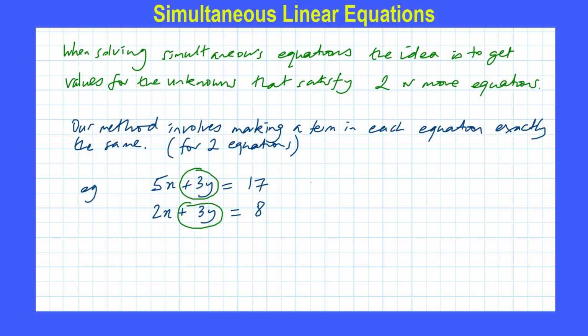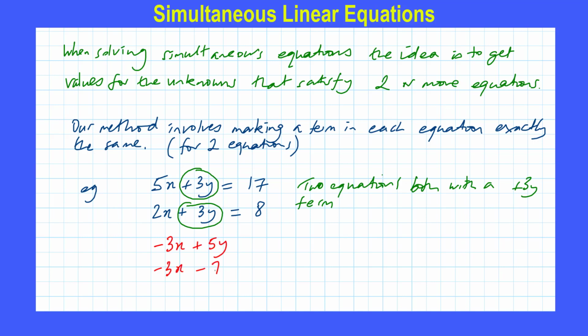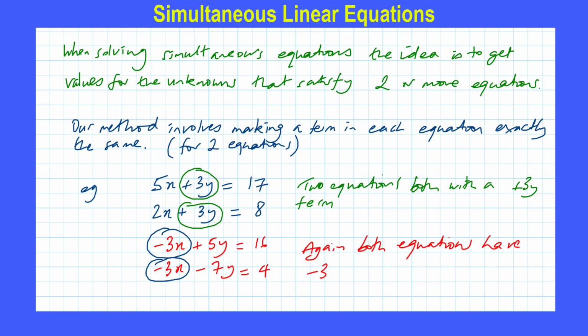That's fine. We could now proceed and solve these equations if we wanted to, because the two equations have got exactly the same term in them. The second example, minus 3x plus 5y and minus 3x minus 7y, and equals, well, the top one equals 16, the second one equals 4. That's not important. And again, you can see that both the equations have got an identical term in them. Both got negative 3x in them. So again, with our method, we can now proceed and solve them.